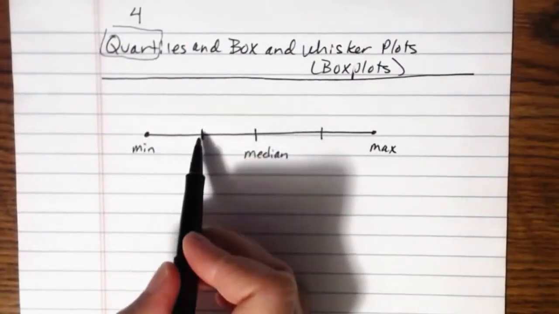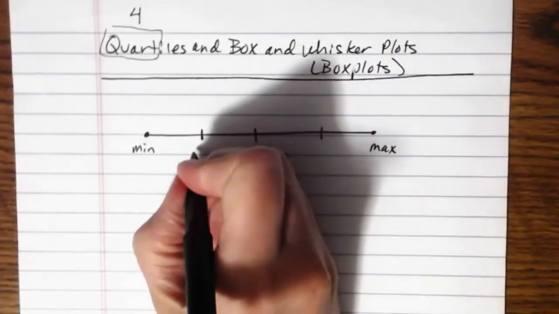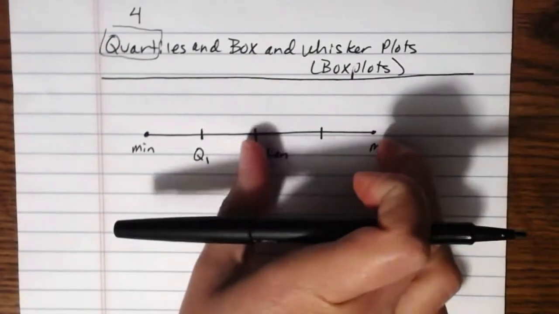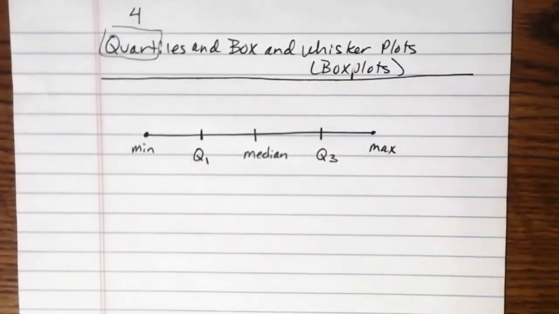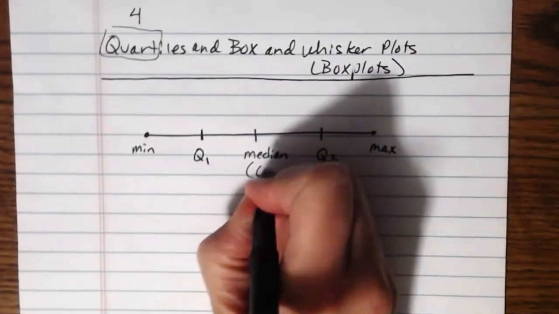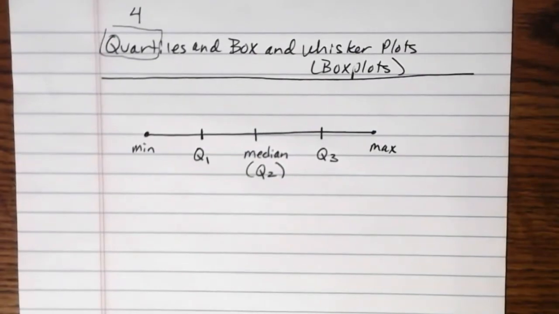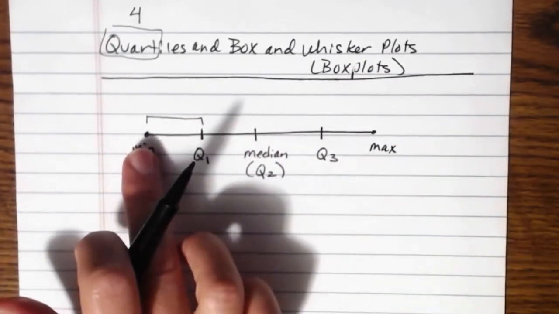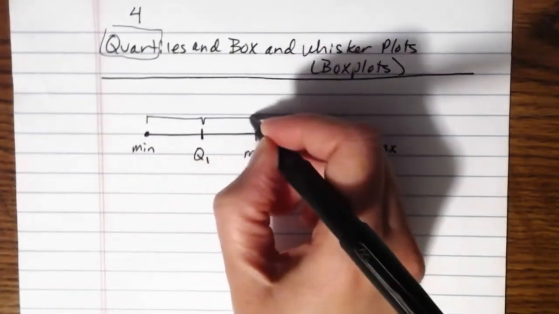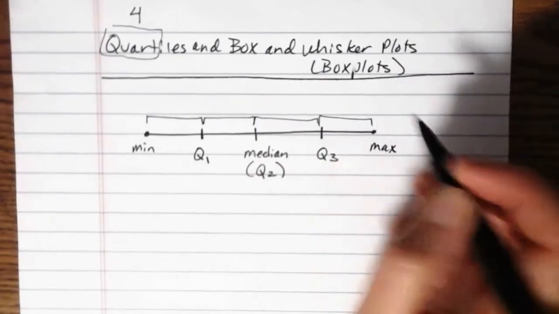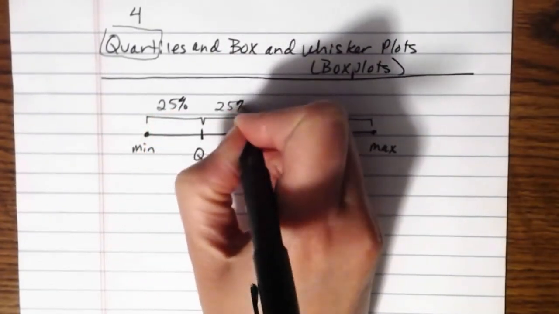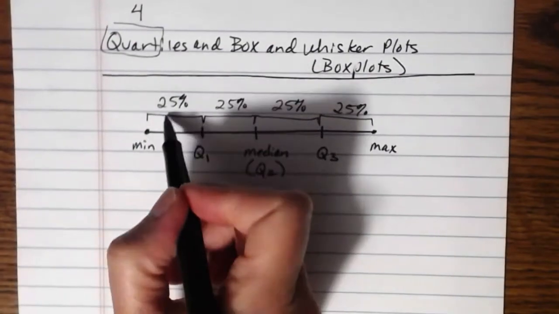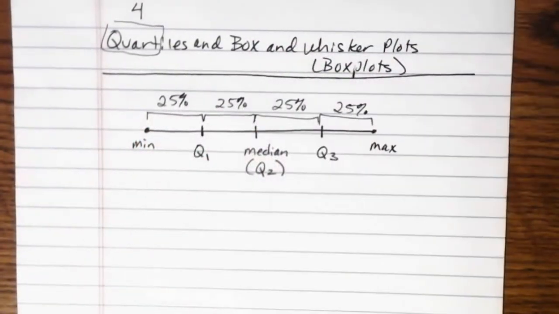This value right here, the middle point of the lower half of your data set, is called Q1. And this point right here that is the midpoint of the upper half of the data set, that is called Q3. And because this is Q1 and Q3, sometimes the median will also be called Q2. Okay, but each of these subsets of the overall set of data, the segment between the minimum and Q1, between Q1 and the median, the median and Q3, and Q3 and the max, each of these has 25% of the overall set of data in those subdivisions. So if you had 100 pieces of data total, 25 pieces each would end up being in these 4 subdivisions.